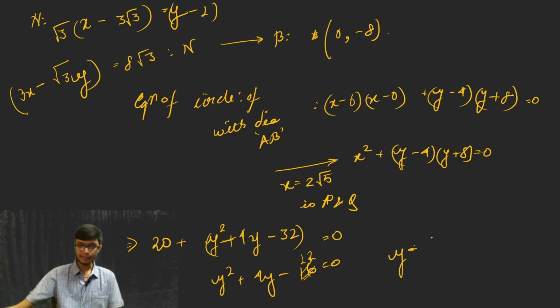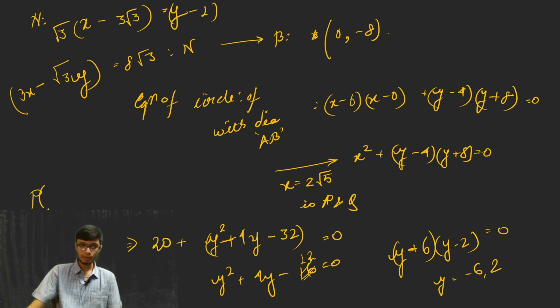So this is 12, and that is 6 into 2, so y plus 6 into y minus 2 is equal to 0, and that will give you the roots as minus 6 and 2. That means the point P will be 2 root 5 comma minus 6, and the point Q will be 2 root 5 comma 2.